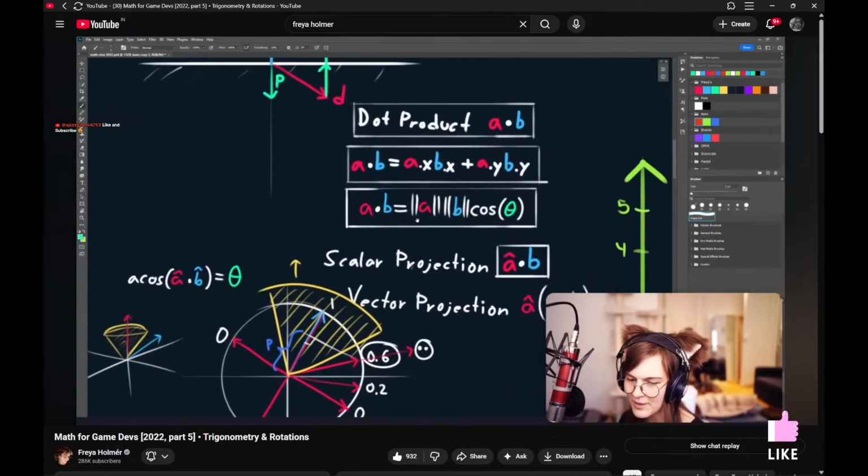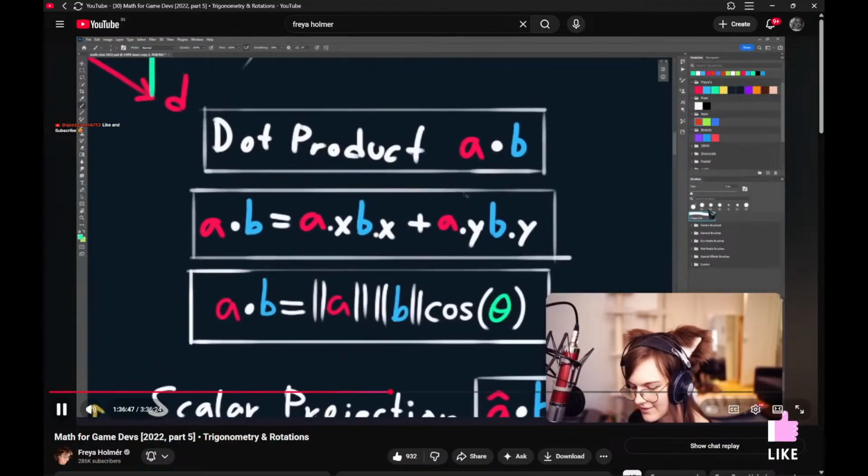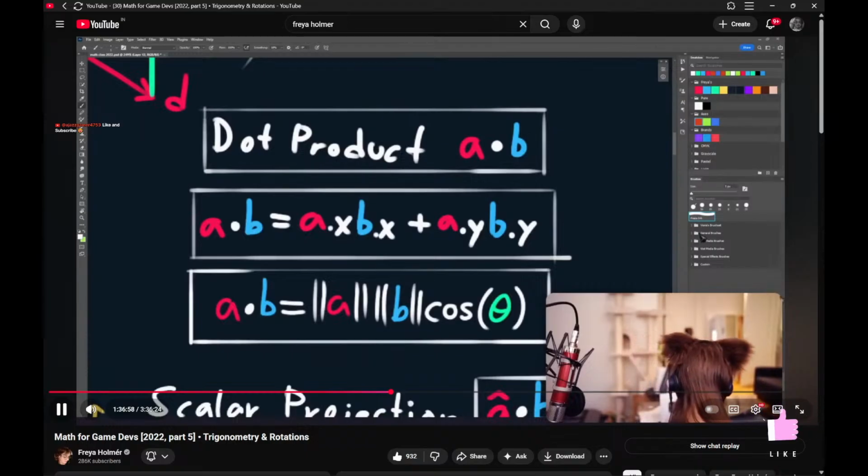A lot of people, whenever I talk about the dot product, like the first definition, what am I doing? My computer is acting up. Whoa. I'm still live, I hope. I kind of messed with the stream window.